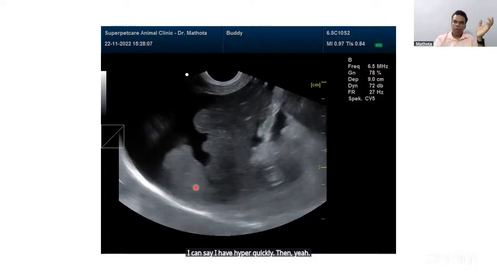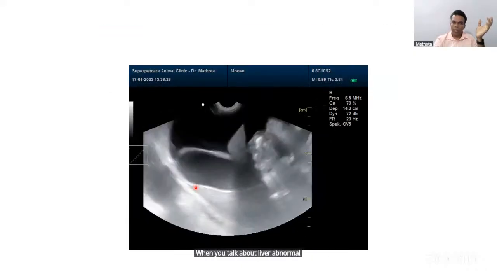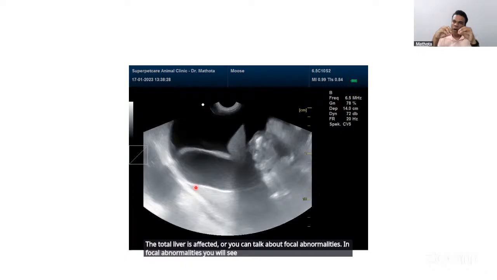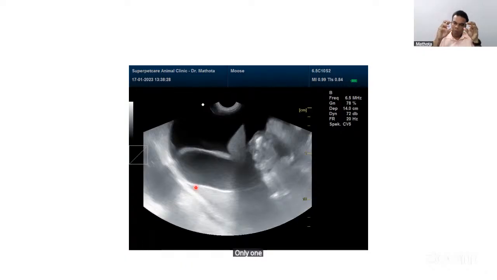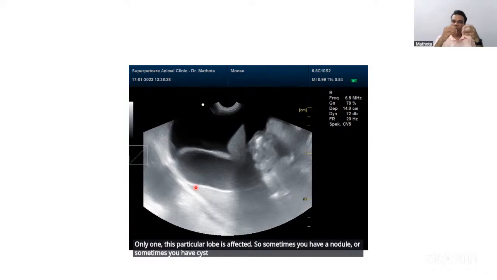Then when you talk about liver abnormalities, we can talk about diffuse abnormalities, where the total liver is affected. Or you can talk about focal abnormalities. In focal abnormalities, you will see only one part of the liver is affected, only one particular lobe. Or sometimes you have a nodule, or sometimes you have a cyst. Those types of focal changes are there. In diffuse changes, we have these two.